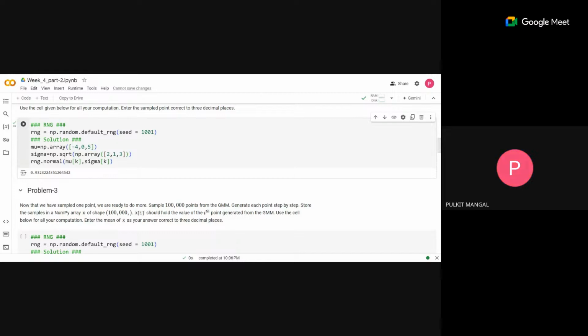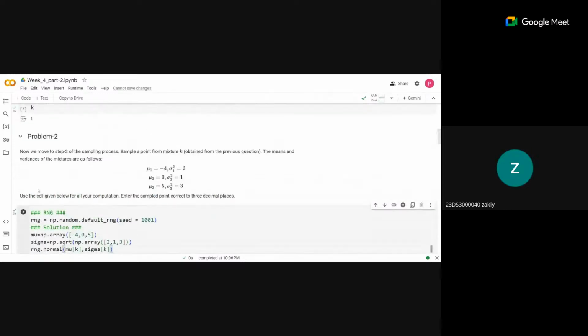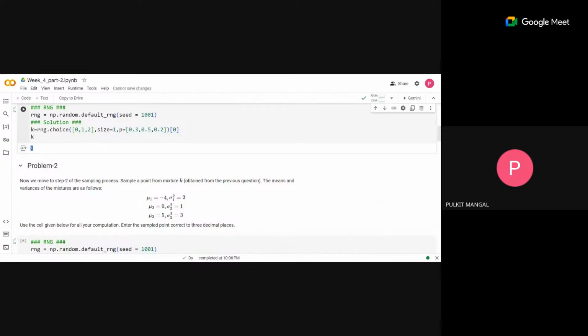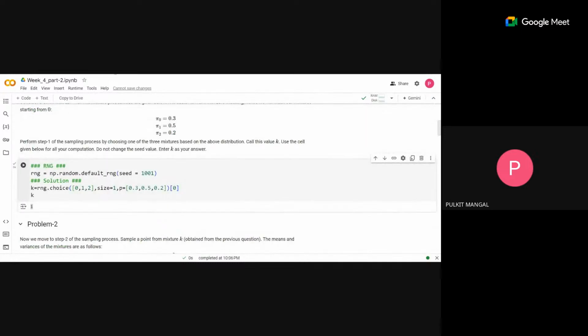Sir, I'm getting it wrong. Just look at whether you have taken the square root in the sigma part. Sir, here k takes all the values? No, for mu and sigma we only take this k that we defined here, that is 1.